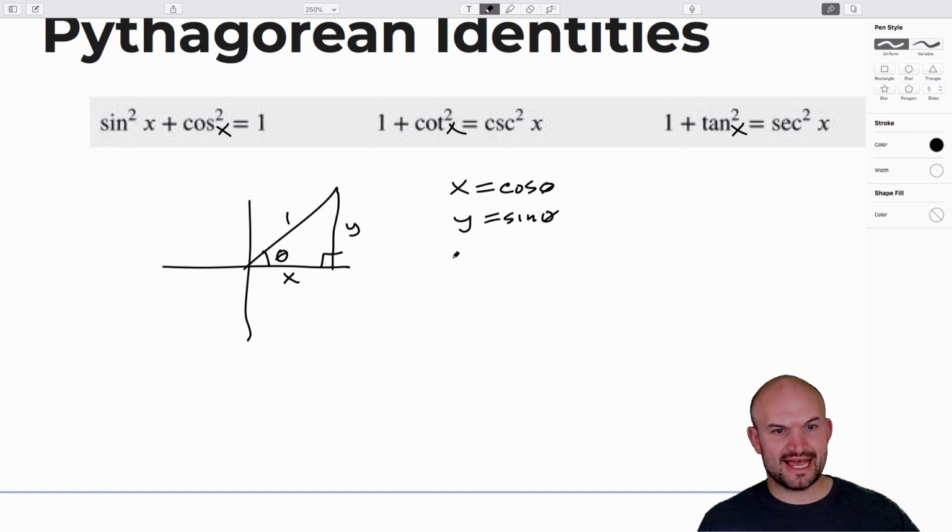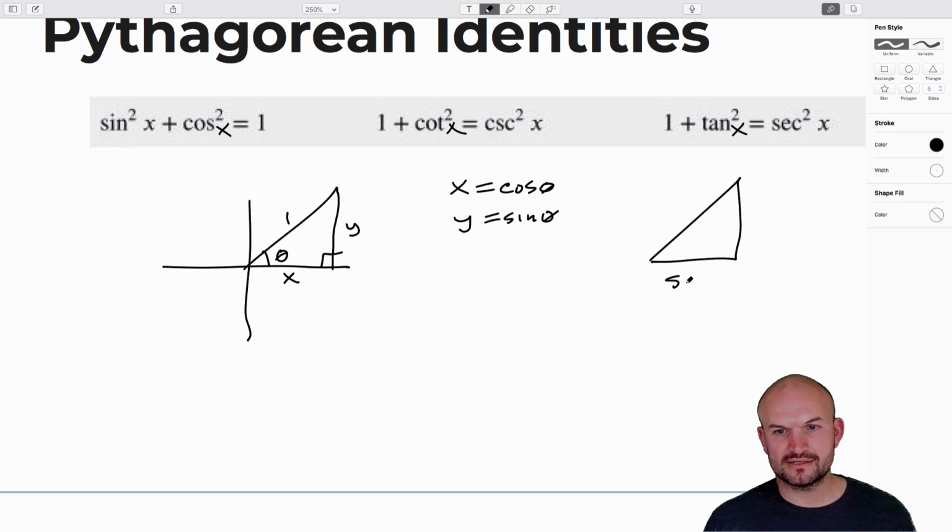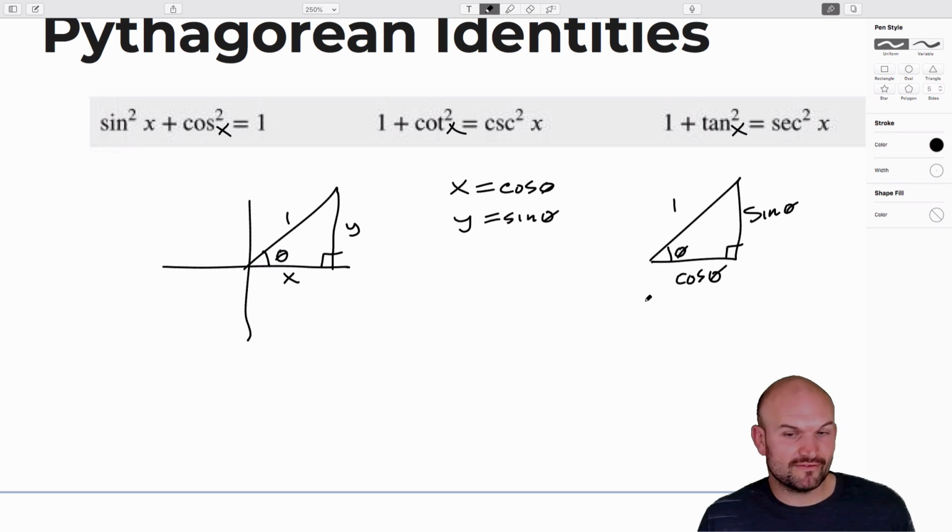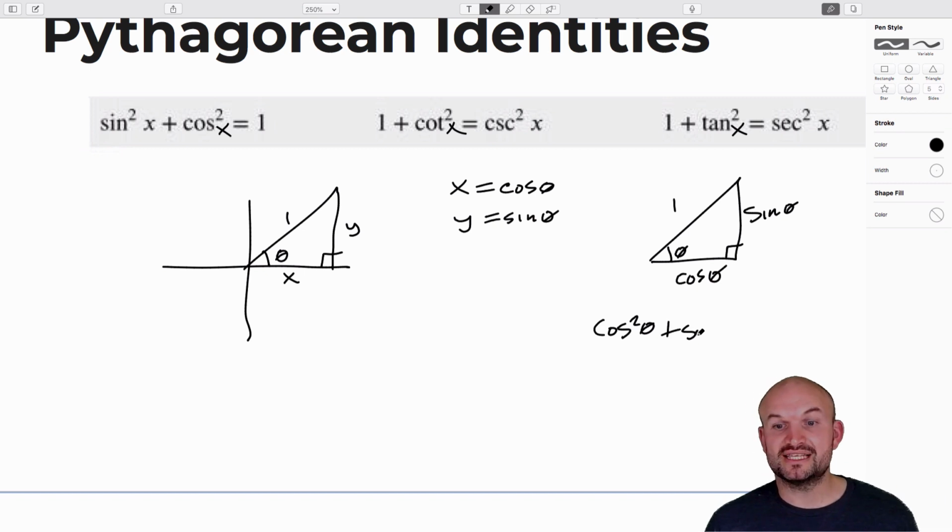So if that is the case, then we could draw our triangle like this. Sine of theta. Here's theta. That's not sine of theta, that's cosine of theta. Geez, I'm going crazy. So that's cosine of theta, sine of theta, and that's 1. And of course the Pythagorean identity is going to work. So we'd say cosine squared of theta, or Pythagorean theorem, plus the sine squared of theta is equal to 1.